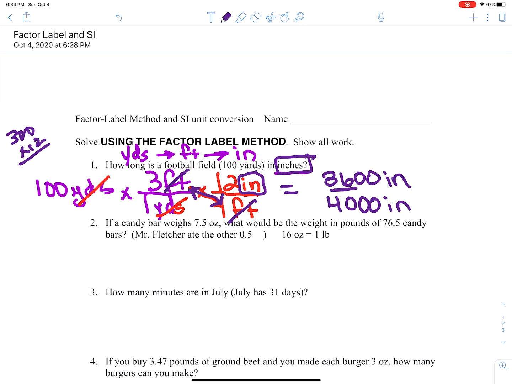So let's try another problem. So if a candy bar weighs 7.5 ounces, what would be the weight in pounds of 76.5 candy bars?